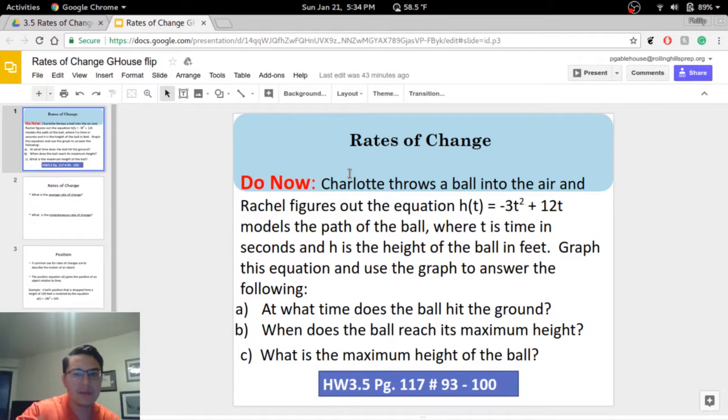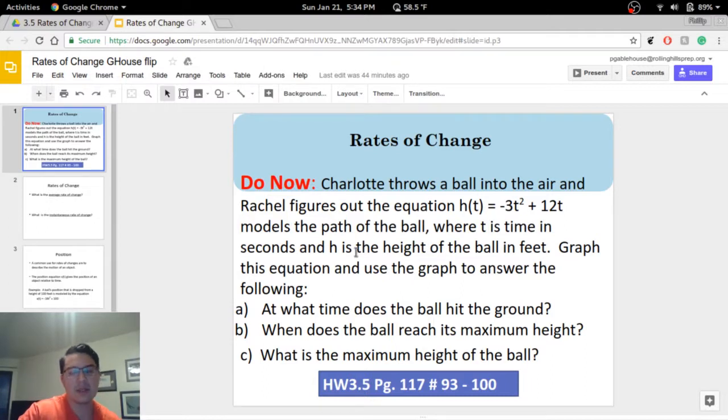I want to start off with this do now problem. I am going to ask you guys to turn in this first problem here, this do now problem. We're going to do it together here in the video. I'm going to ask you guys to do it along with me, and then you'll turn it in as part of a warm-up grade the next time we have class.